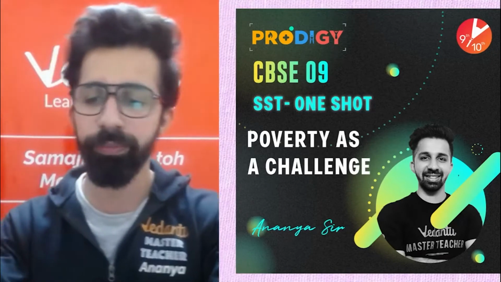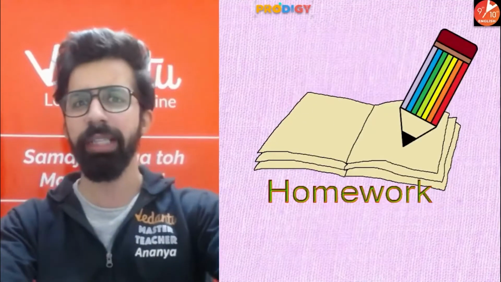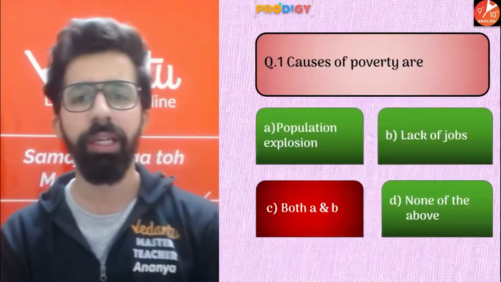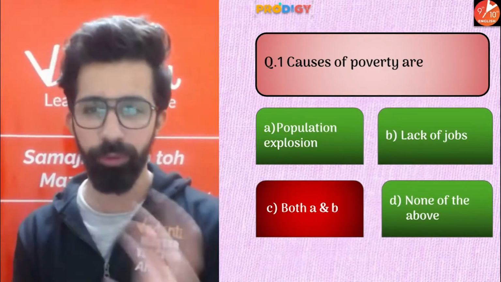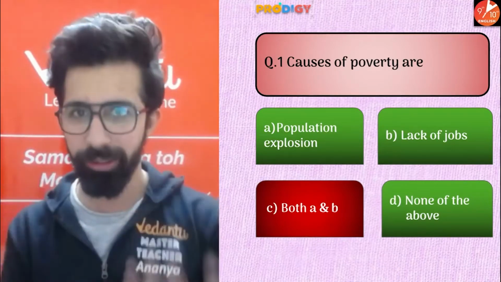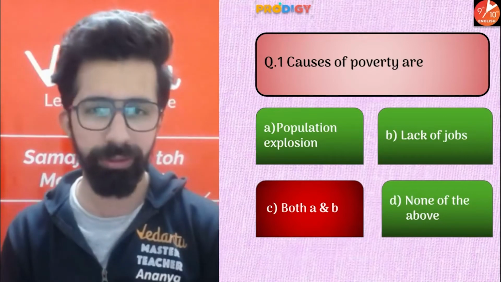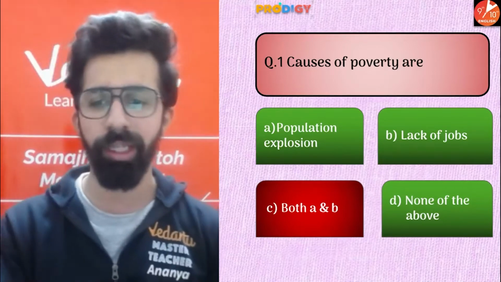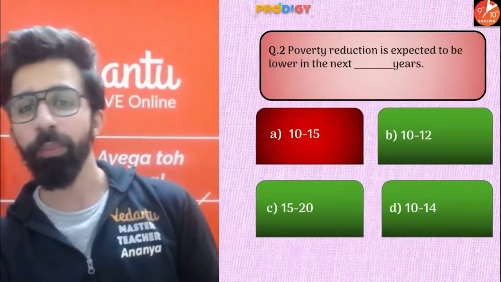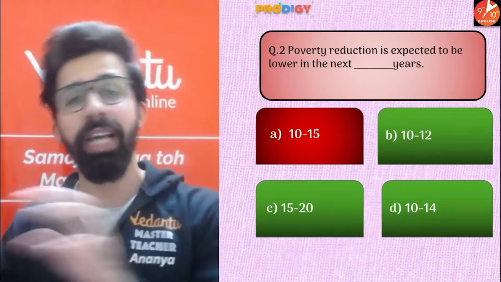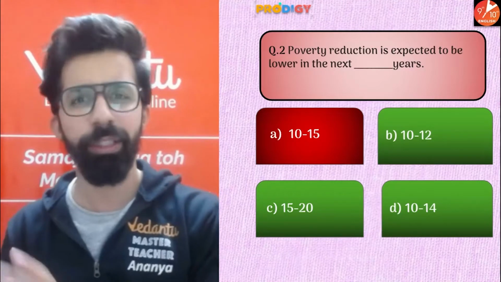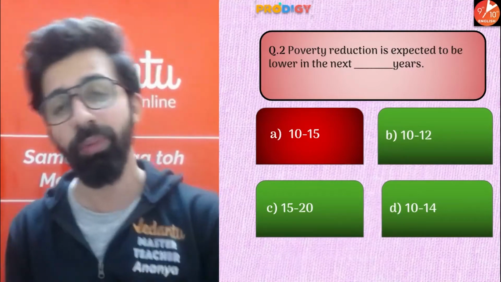Alright, chalo. Poverty as a challenge. By the way, guys, last time I also gave you some homework questions. The question was causes of poverty are. So that is population explosion, and that is population increase and lack of jobs. Alright, so these were the homework questions I gave you, and the second one was poverty reduction is expected to be lower in next dash years. So in the next 10 to 15 years, we can expect that the poverty will reduce.